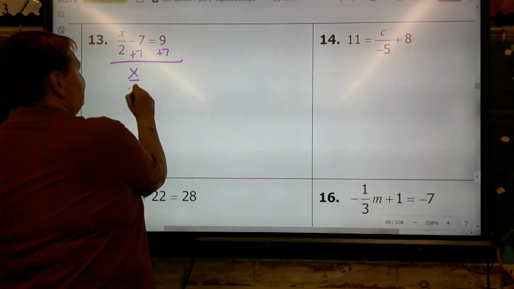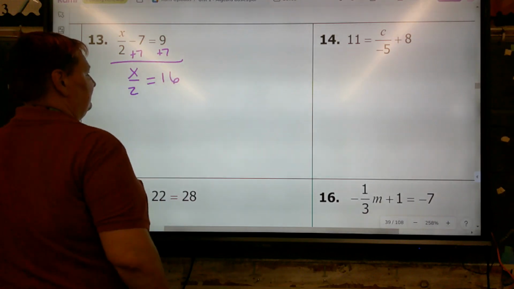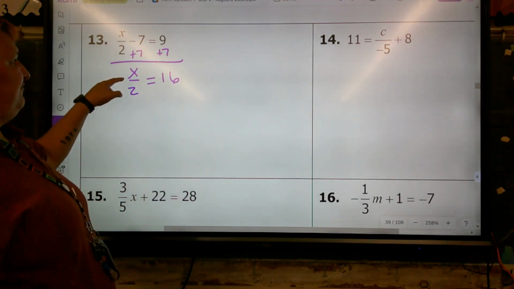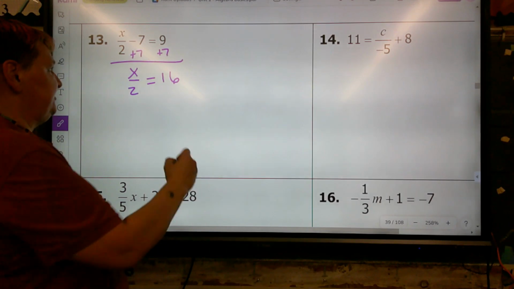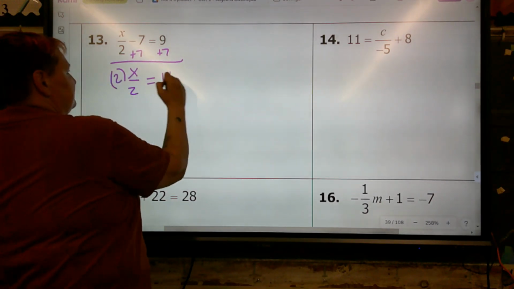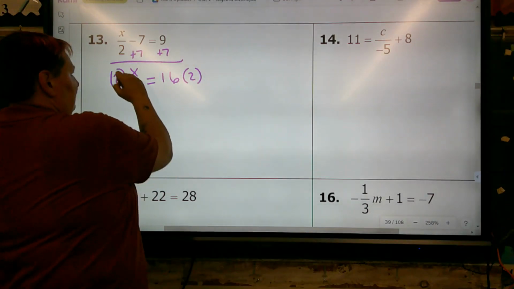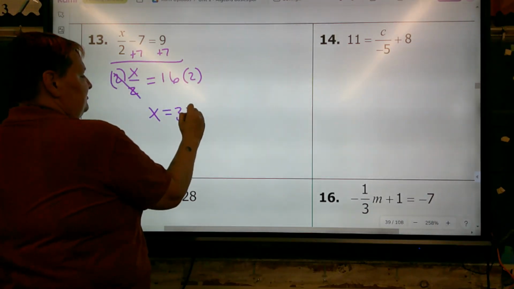We're left with x over 2 equals 16. This is x divided by 2. The opposite is to multiply. So multiply both sides by 2. You're left with x equals 32.